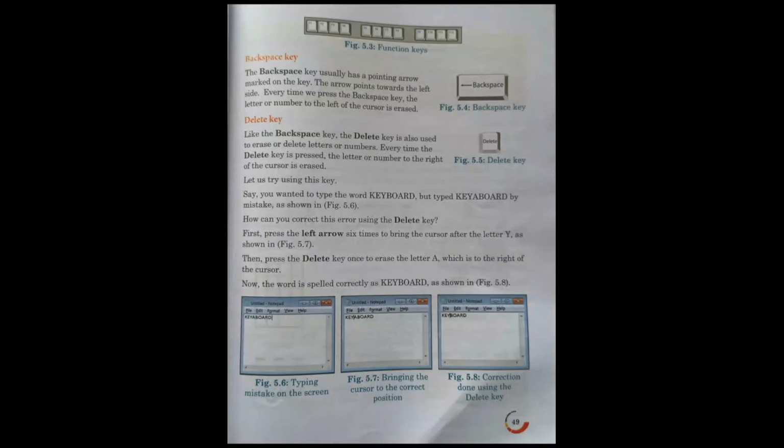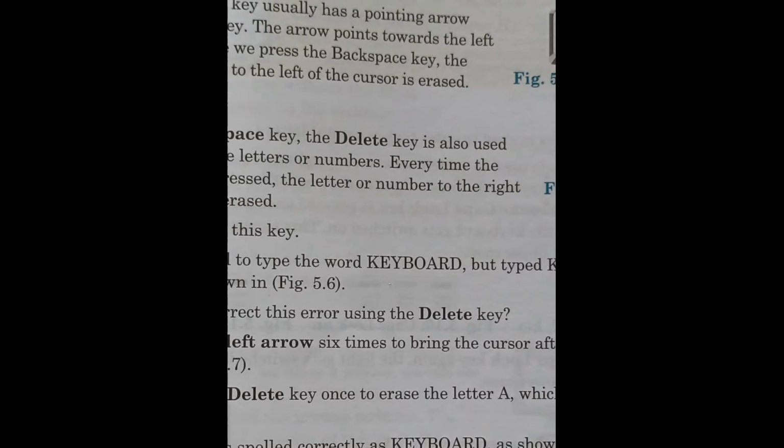Now, function keys. The keys on the topmost row of the keyboard are called function keys. There are 12 function keys, from F1 to F12. They are used to perform special functions. For example, press F1 key for help, F2 key to rename, and so on. Each function key has a special function to perform.